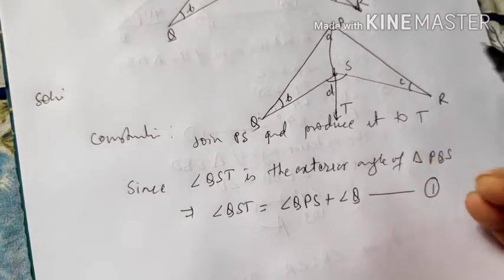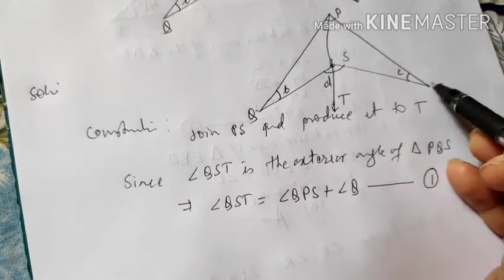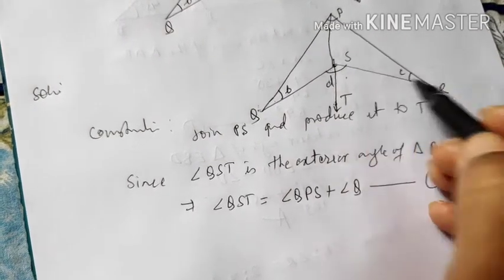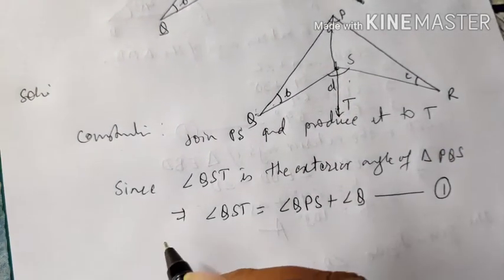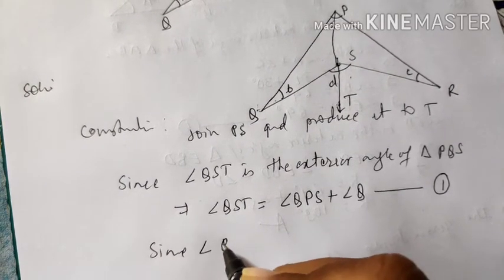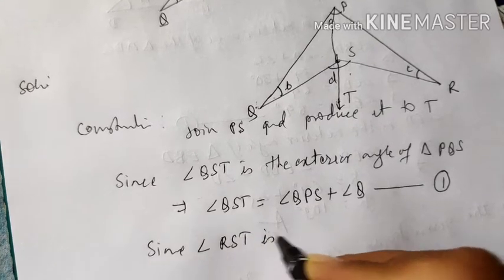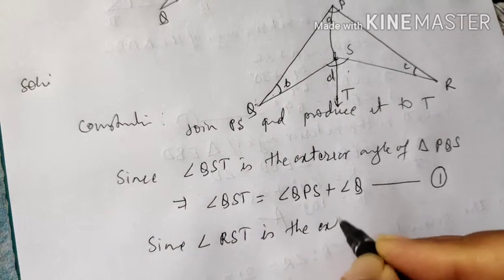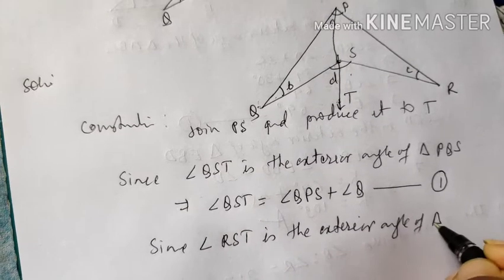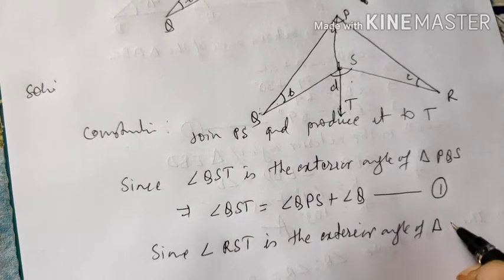Now in triangle PSR, here we see that angle RST is the exterior angle of the triangle PSR. So we write, since angle RST is the exterior angle of triangle PSR.